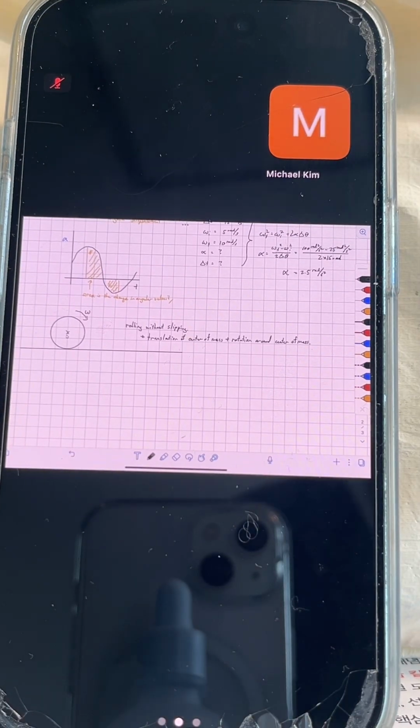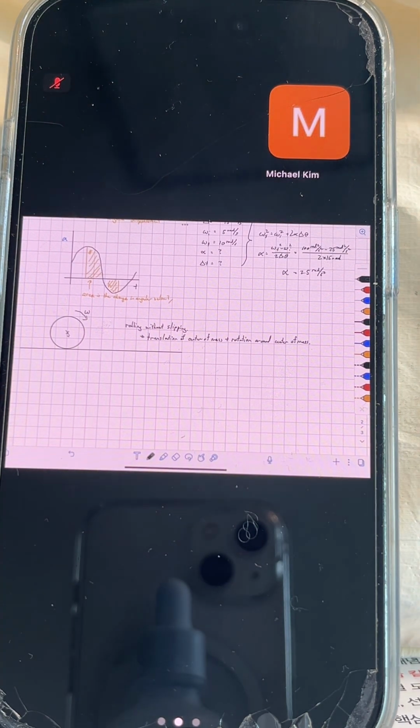Center of mass, this axis of rotation. And so in this case, we also had these similar types of relationships between the movement of the center of mass and our angular quantities.